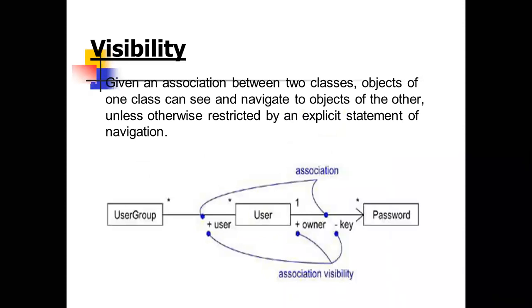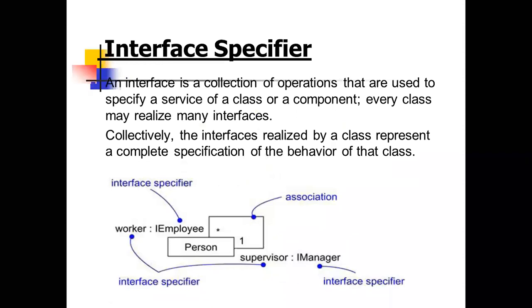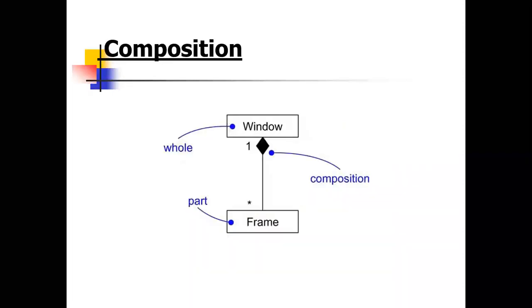So the next one is visibility. We have seen the visibilities, and we will see more in the next part also. So next is composition. What is composition here? Here you can see two classes, window and frame. Frame is the composition from the window class. Here you can see the whole, and this is the part.